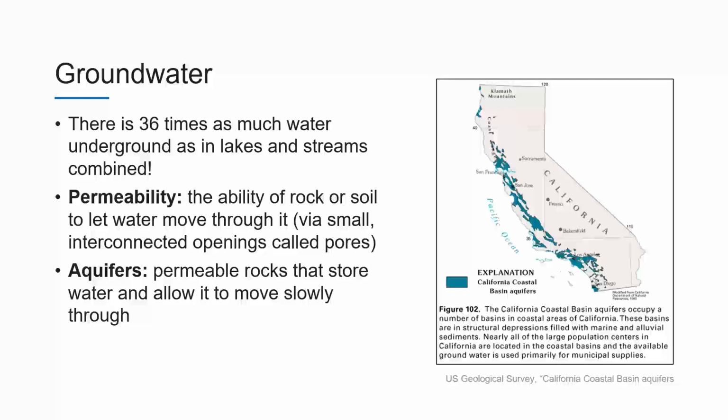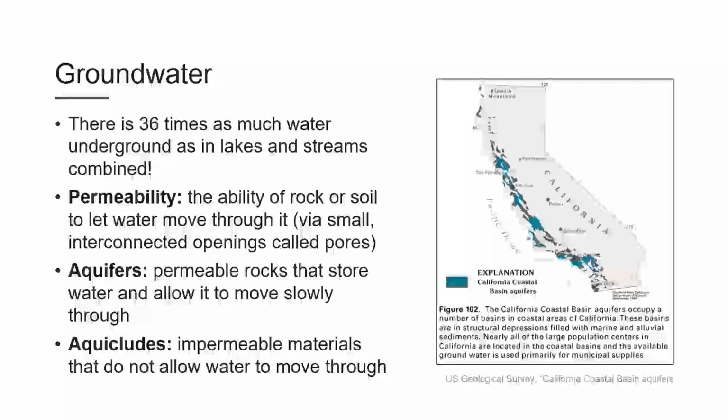The map on the right here shows the aquifers just along the coast of California. There are also aquifers in the Central Valley. And much of the bay is surrounded by aquifers, actually. And the Santa Clara Valley gets a lot of its drinking water from groundwater. The opposite of an aquifer is an aquiclude, impermeable materials that do not allow water to move through them.